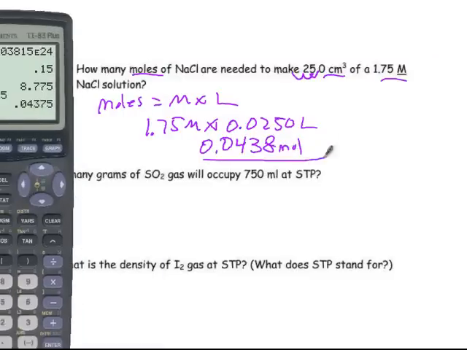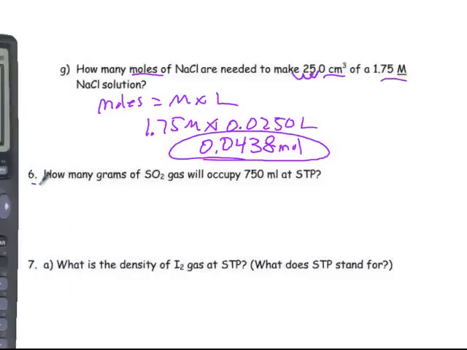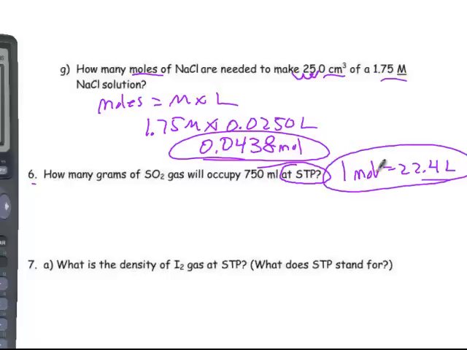So you're done. If it asks for grams, once again, use the molar mass and we'd get grams. All right, so notice we've changed now. We're on number 6. How many grams of a gas will occupy a given volume at STP? So there's that 1 mole equals 22.4 liters of any gas at STP. So we're no longer talking about molarity, or something dissolved in something else. We're now talking about the volume of a gas at STP. So there's the key phrase.